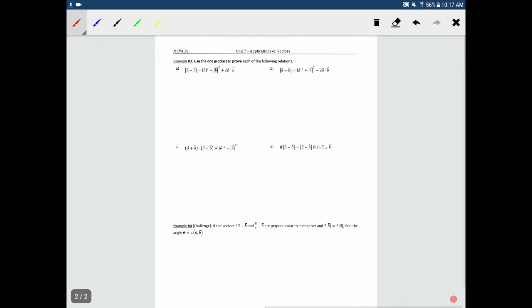All right. So, all those properties, what I want you to do is attempt to prove these 4 identities here. There's also a challenge question at the bottom. I'd like you to give those all a whirl, and we will take them up in class.